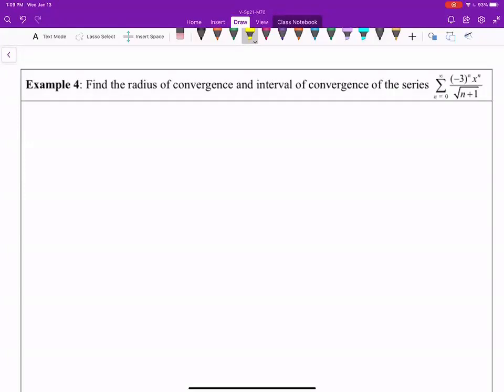Welcome back. This is part D video for section 11.8 concept video. We will try one more example to find the radius of convergence and interval of convergence of the series sigma (-3)^n x^n divided by square root of n plus 1. So here we are definitely going to apply the ratio test.